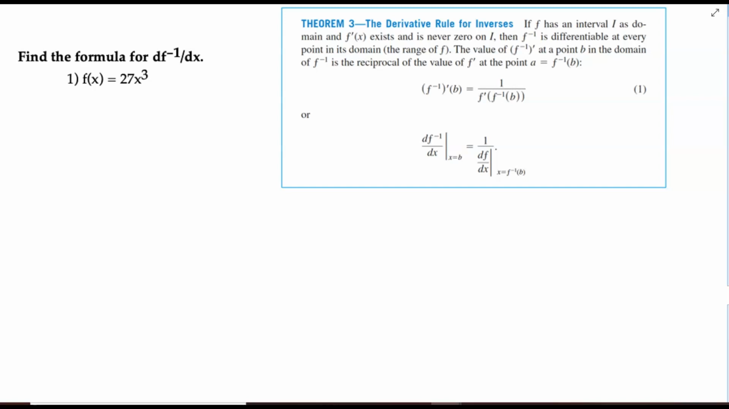But let's take a look at the rule. It says if f has an interval I as a domain, and f prime, the derivative, exists and is never 0 on I, so the derivative should not equal 0 anywhere on that interval, then f inverse is differentiable at every point on its domain.